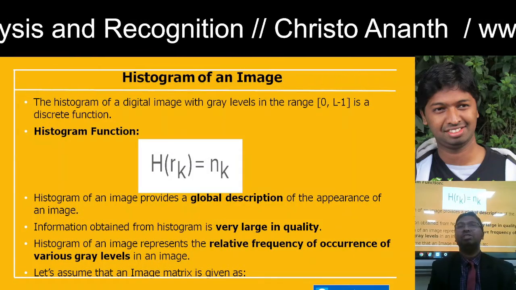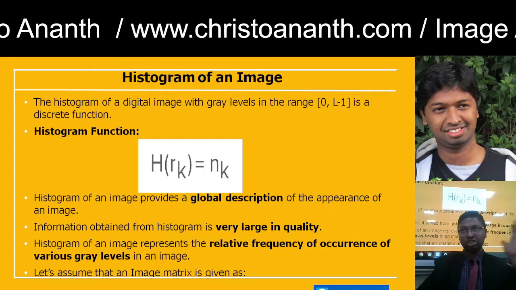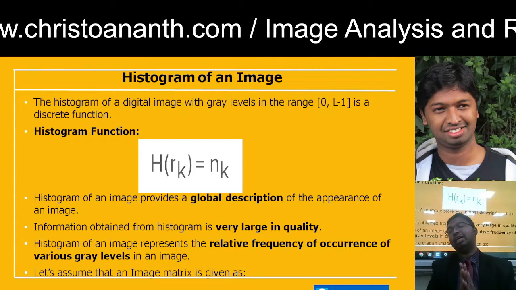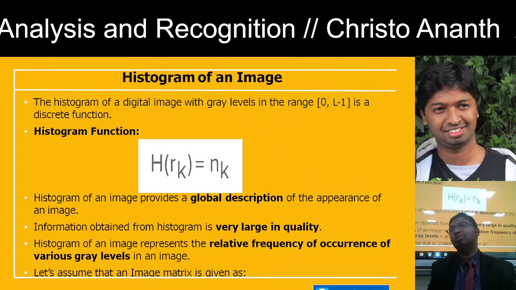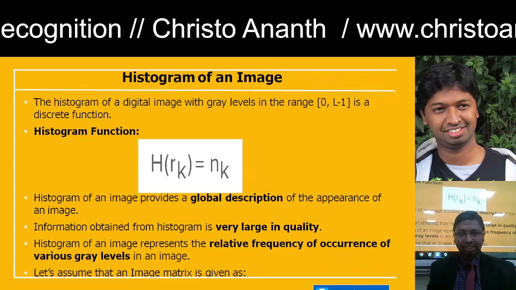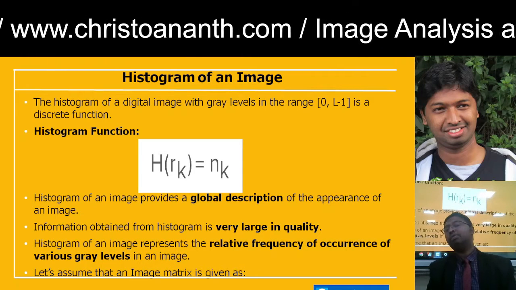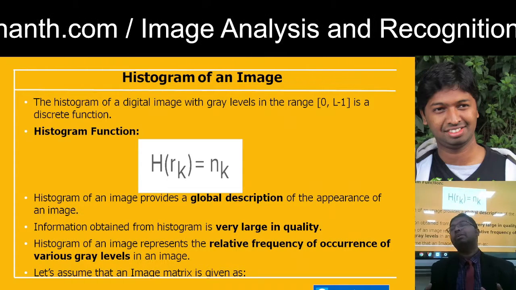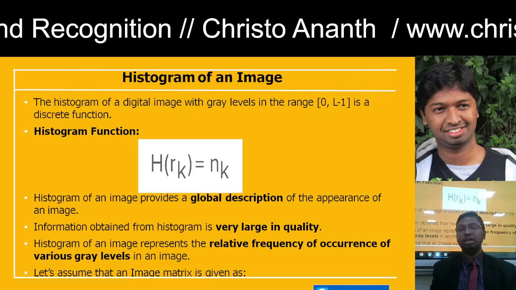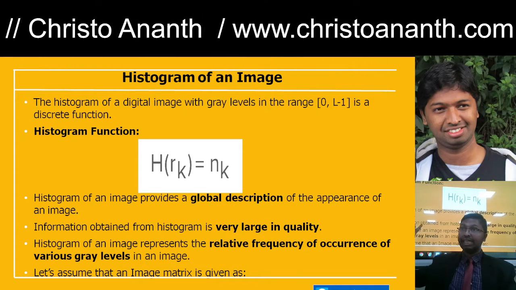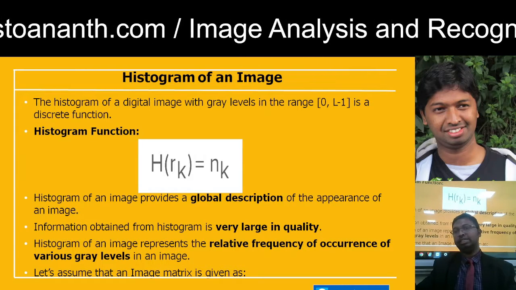Whenever you say histogram, you should remember this function. It has the limit 0 to L minus 1. We have a discrete function, which we call the histogram function. It is h of rk equal to nk. Here it provides a global description of the appearance of the entire image. The information obtained from the histogram is very large in quantity. It is the relative frequency of occurrence of gray levels. Here n is the number and r is the rate, so h of rk is equal to nk.